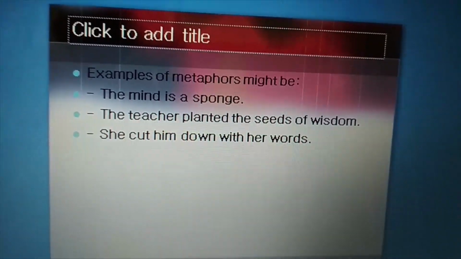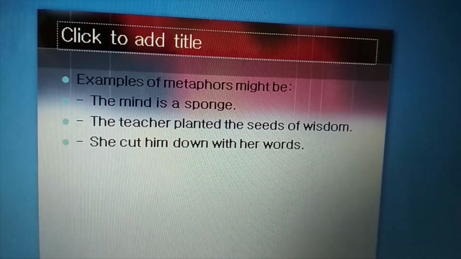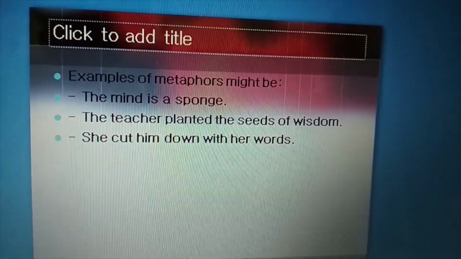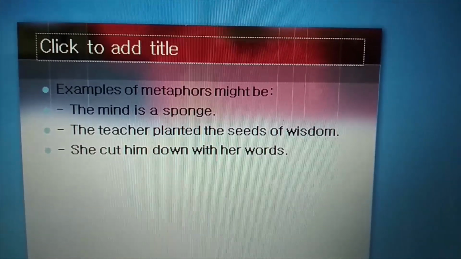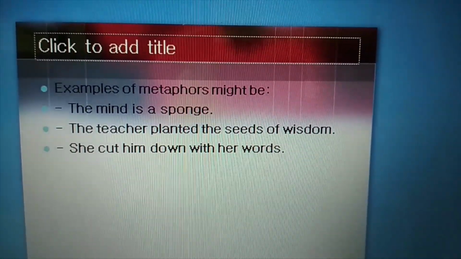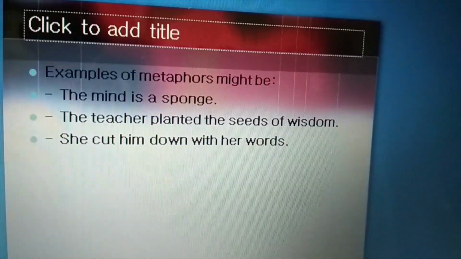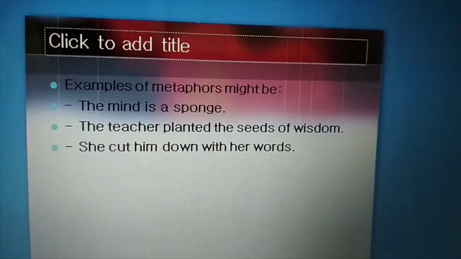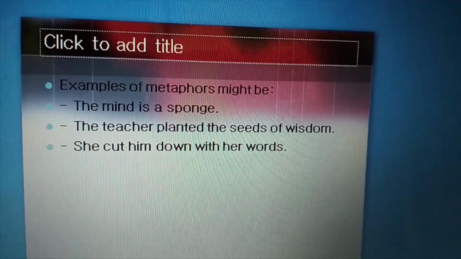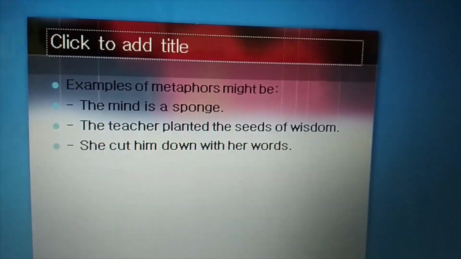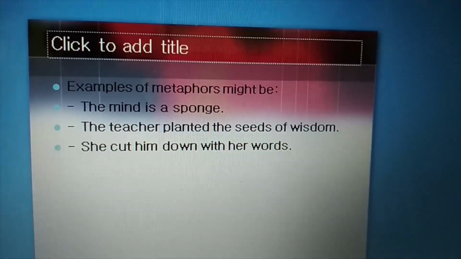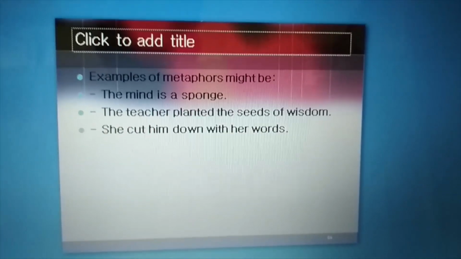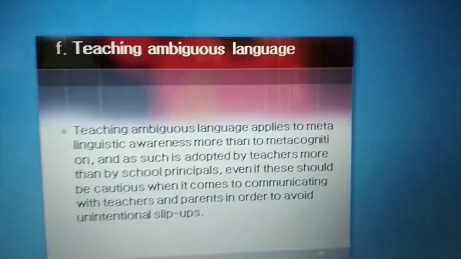The second is the teacher planted the seeds of wisdom. As you know that the teacher teaches knowledge, character to the student, but in here they play with the language by using the seeds of wisdom. It's good. And then next is she cut him down with her words. It's like insulting someone, yeah. Cut him down. Sometimes to insult someone. Yeah, this is a kind of example of playing with language. And this is the last, yeah.